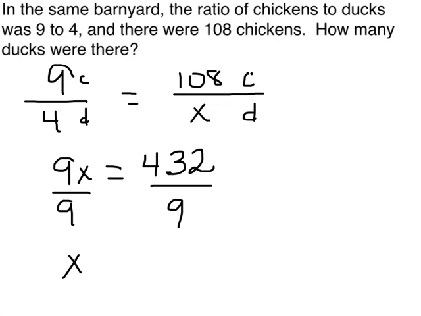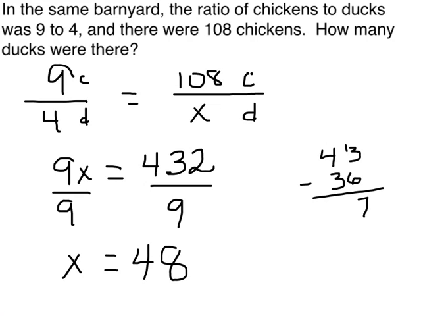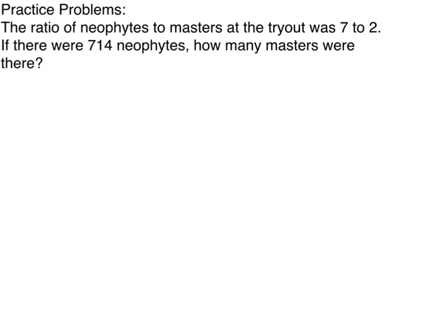And let's see, 9 will go into 43 4 times, and that is 36. 43 minus 36 is 7, and bring down the 2, so that would be 72. 9 into 72 is 8. So, if there's 108 chickens and the ratio is 9 to 4, then there are 48 ducks. Let's work our practice problems.